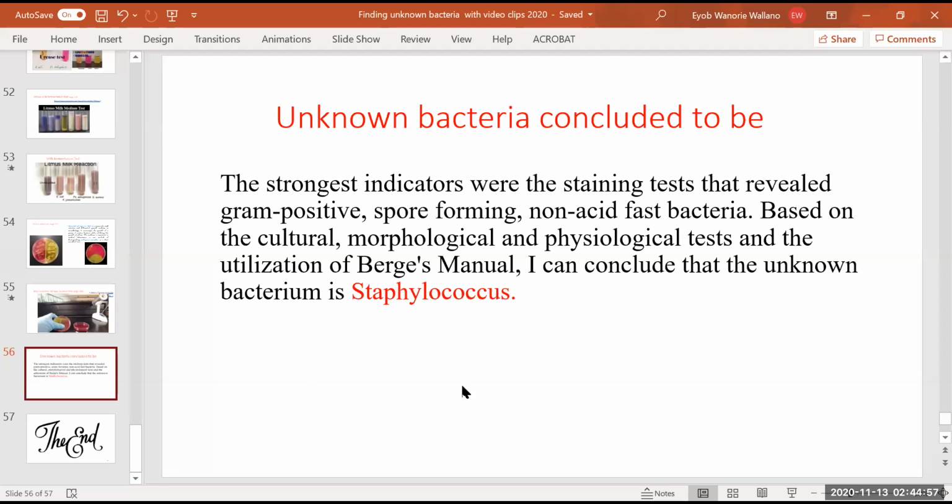So when they conclude, they say the strongest indicators were the staining test that revealed gram-positive, spore-forming, non-acid-fast bacteria. You see that? They say spore-forming. Now, Staphylococcus is not spore-forming. You see, there is a mistake already. So for this reason, I need to go step by step, and then I see where the student has made a mistake. Based on the cultural, morphological, and physiological tests, the fermentation processes, which you have done, and utilization of Bergey's Manual classification, I can conclude that the unknown bacterium is Staphylococcus.